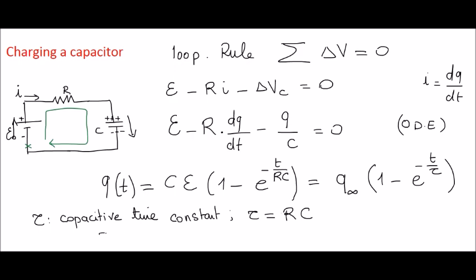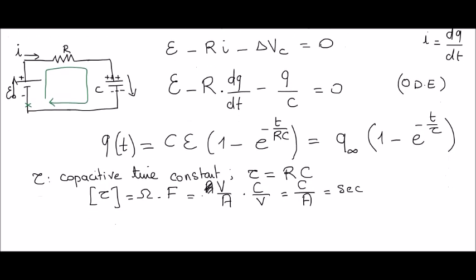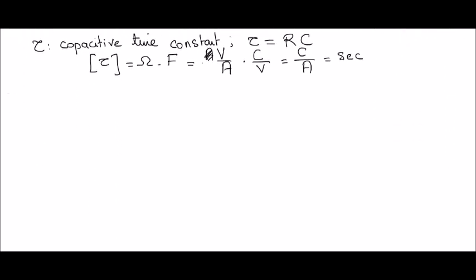If you want to convince yourself, we can do a unit analysis. So what is the unit of resistor? That's ohm. The unit of capacitor, that's farad. But ohm is just volt over ampere. And farad is just coulomb over volt. So you will get coulomb per ampere, which is nothing more than second. Charge over current, just time. Okay, so indeed it is a time constant.